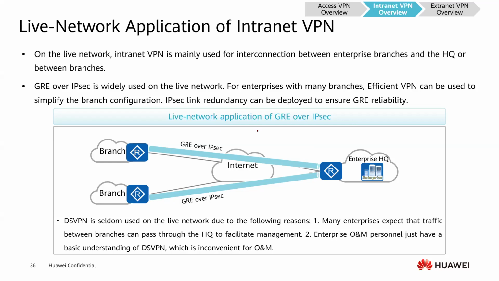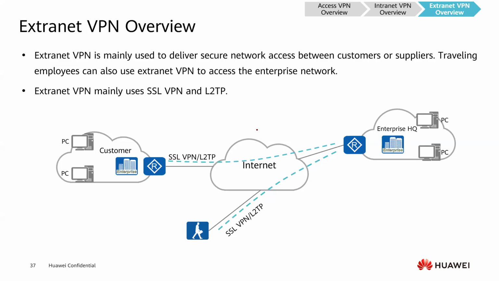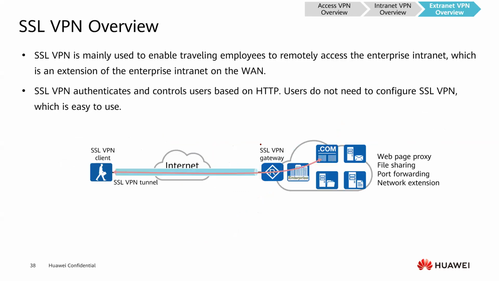Okay, so this is for the Internet VPN, and let's continue to look at the Extranet VPN. Extranet VPN basically means I will create the connection between your customer, or maybe your partner, and yourself. For the Extranet VPN, SSL VPN can be used, and actually L2TP also can be used. But for L2TP, we already mentioned it before, so here we look at the SSL VPN.